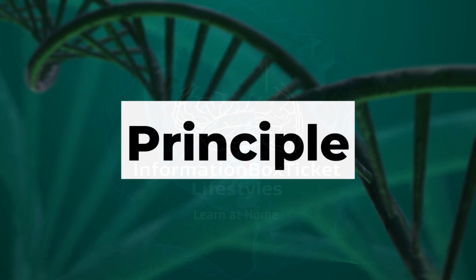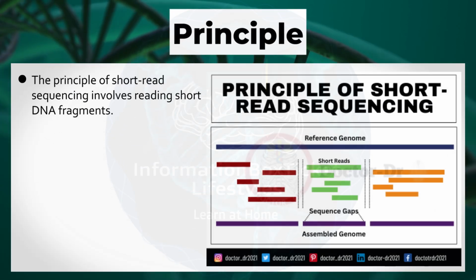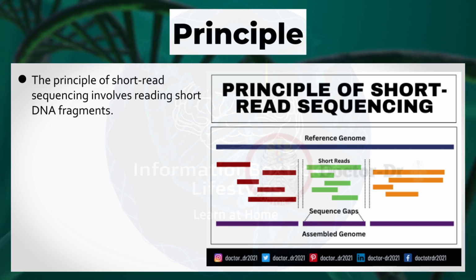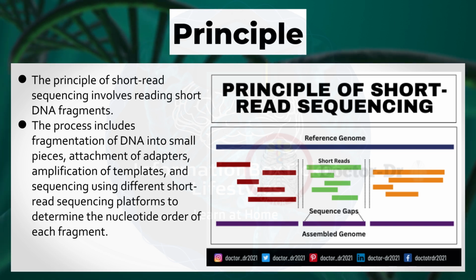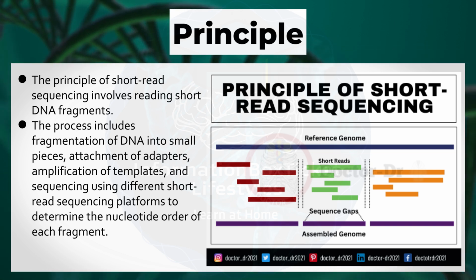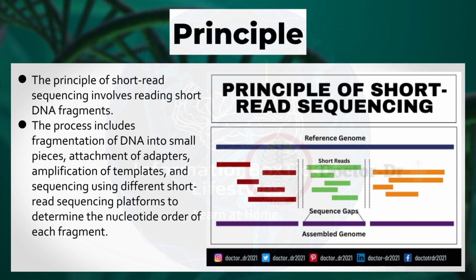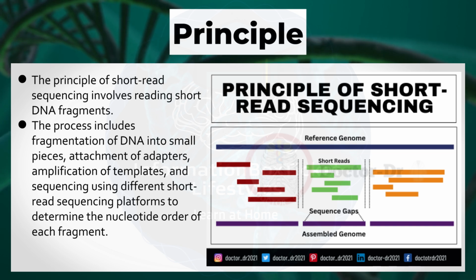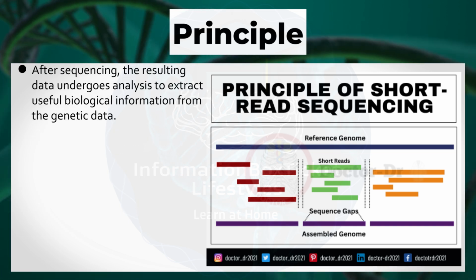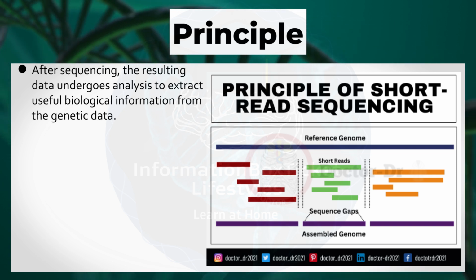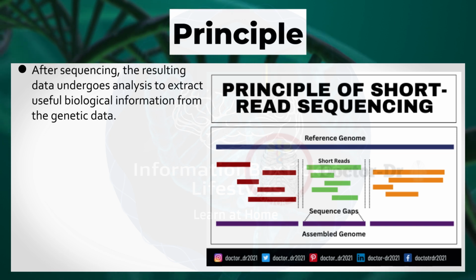Principle of short-read sequencing. The principle of short-read sequencing involves reading short DNA fragments. The process includes fragmentation of DNA into small pieces, attachment of adapters, amplification of templates, and sequencing using different short-read sequencing platforms to determine the nucleotide order of each fragment. After sequencing, the resulting data undergoes analysis to extract useful biological information from the genetic data.